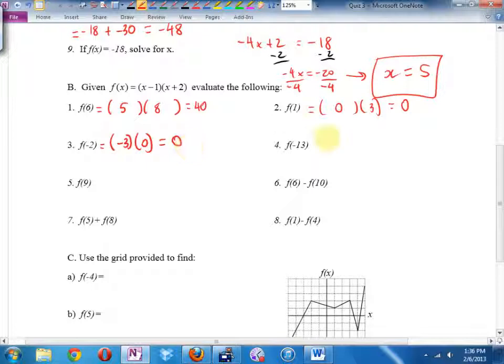Number 4, ooh, okay. If I stick a negative 13 in, I'm going to get negative 14 times negative 11. Yes?